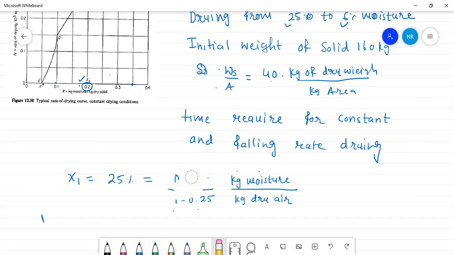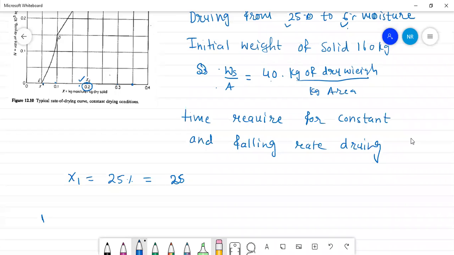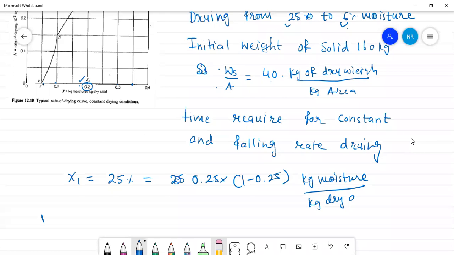Sorry, here it's not like this. Here it's like this: 0.25 multiplied by 1 minus 0.25. It means here we find out kg of moisture per kg of dry air. So 0.25 multiplied by 1 minus 0.25 means 0.336. So we start from 0.333, and here 0.33 we have to consider.